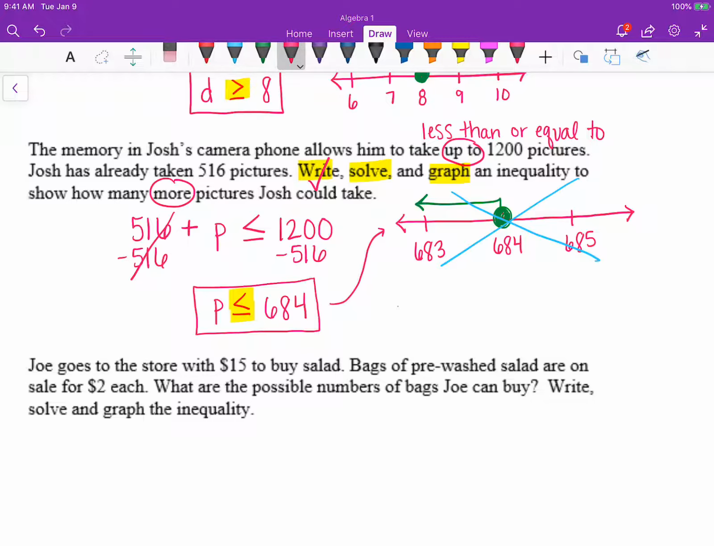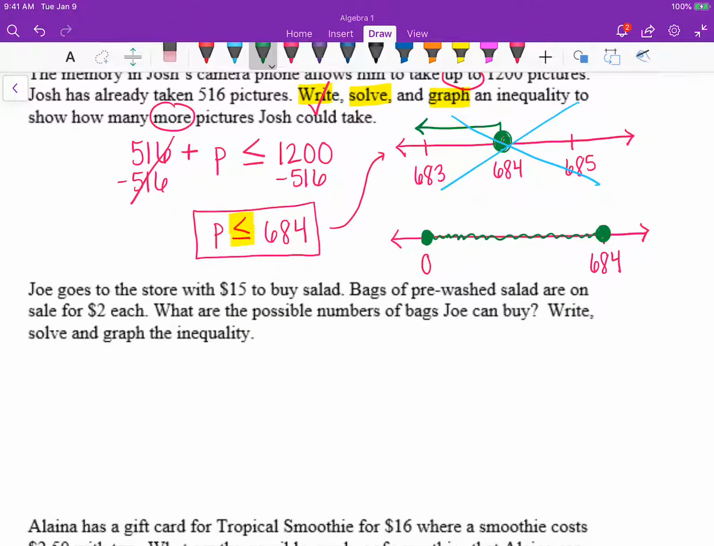So we are going to draw or modify our graph so that it stops at a logical place. And 0 pictures is logical, and 684 pictures is logical. And we just said it can be less than or equal to that. So I'm going to put my dot back on there. And I'm going to shade to the left here, but I'm going to make it stop at 0 pictures. Because we can do anywhere in between there, but we can't go less than 0 pictures. It just doesn't make sense. Okay, so you want to make sure that with story problems, your graph is logical.